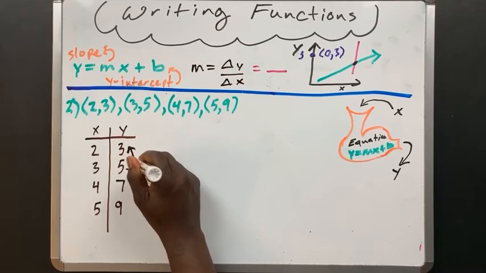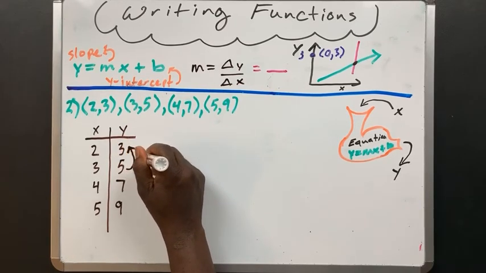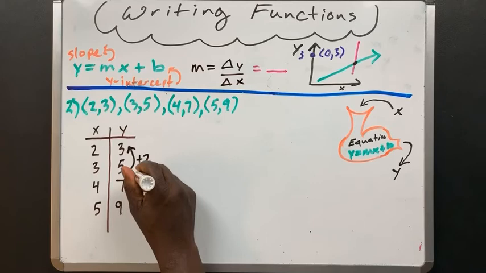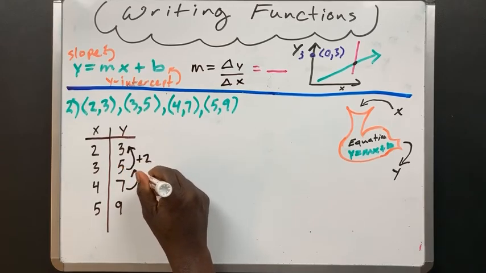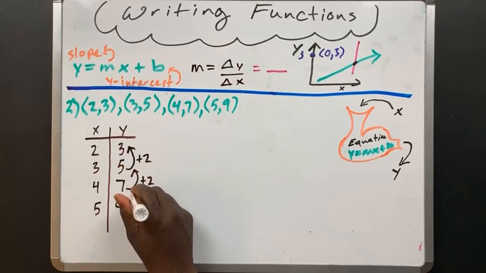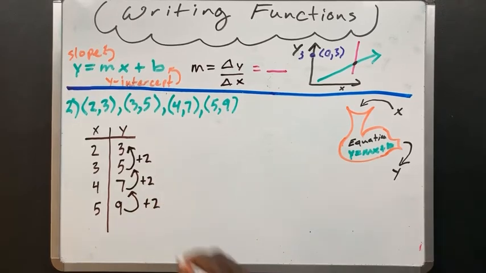This minus that. 5 minus 3 is plus 2. 7 minus 5, that's plus 2. 9 minus 7, that's plus 2. So we have a constant change in y, right? The constant change in y is positive 2.